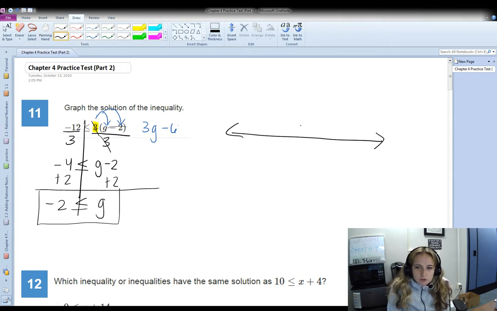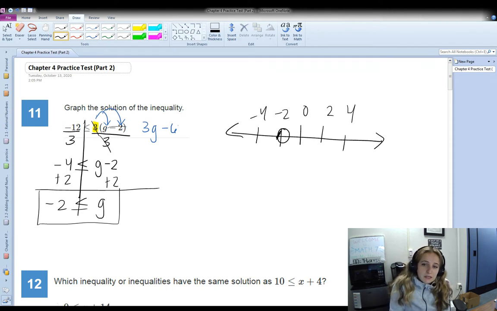Okay, so now for the graph. 0, negative 2, negative 4, 2, 4. Graph our point at negative 2. Is it an open or filled in circle? It is filled in because there's that line underneath, which means that negative 2 is in fact a solution to this. Now we need to decide where to shade.